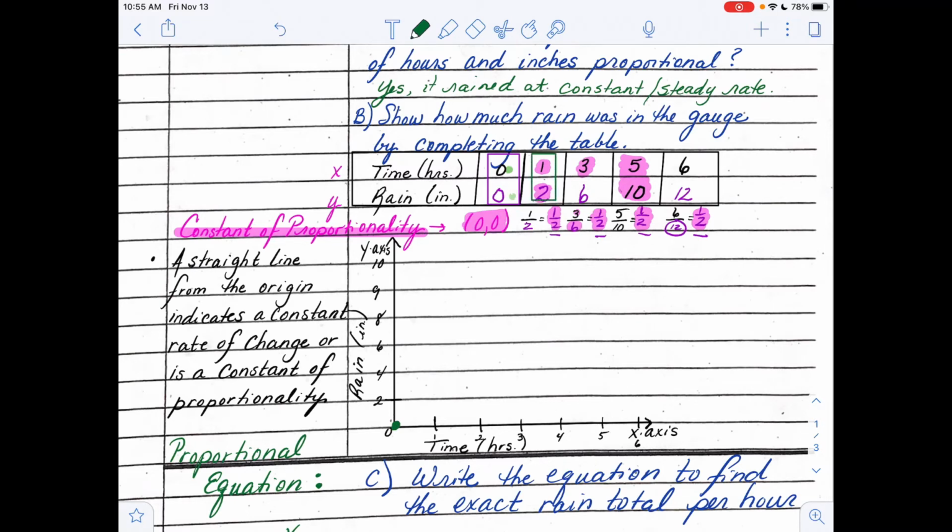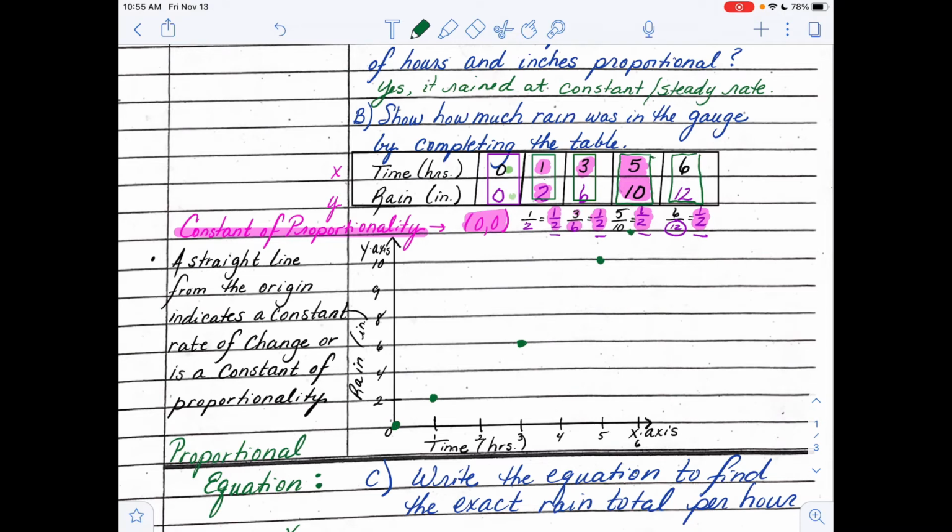Now let's look at that second one. 1 hour gave me 2 inches. So that's 1, 2. Go over 1 and then up to 2. Let's put that point. That next one, 3 hours gave me 6 inches. So go to 3 hours and go up to 6. Put your point. Now let's look at 5 hours gave me 10 inches. Go over to 5 hours, up to 10. And then of course we've got 6 hours, gave me 12 inches. 6 hours, up to 12.